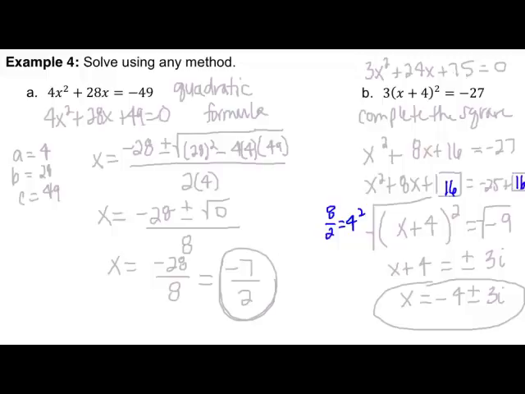Now again, if we think about the graph of that, if we have imaginary solutions, which we do because we have i's, that means that my parabola is not crossing the x-axis.